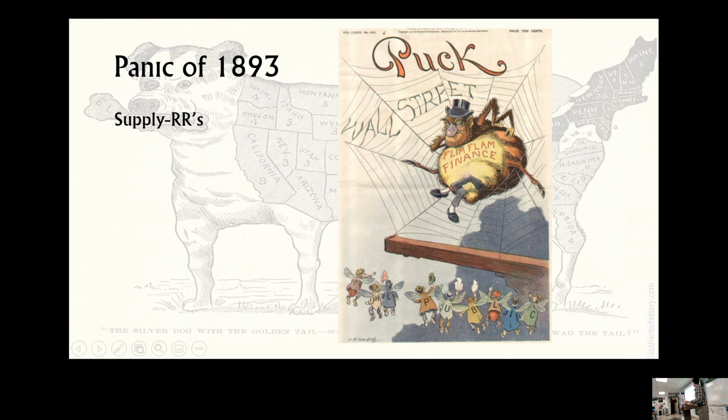Disaster hit. The panic of 1893. Once again, there's oversupply issues with railroads. They way overbuilt railroads, way borrowed with railroads. So that caused the recession. Without a doubt, the Sherman Silver Purchasing Act might have pushed it back a year by pumping that money in. But the big one was a massive speculative bubble.